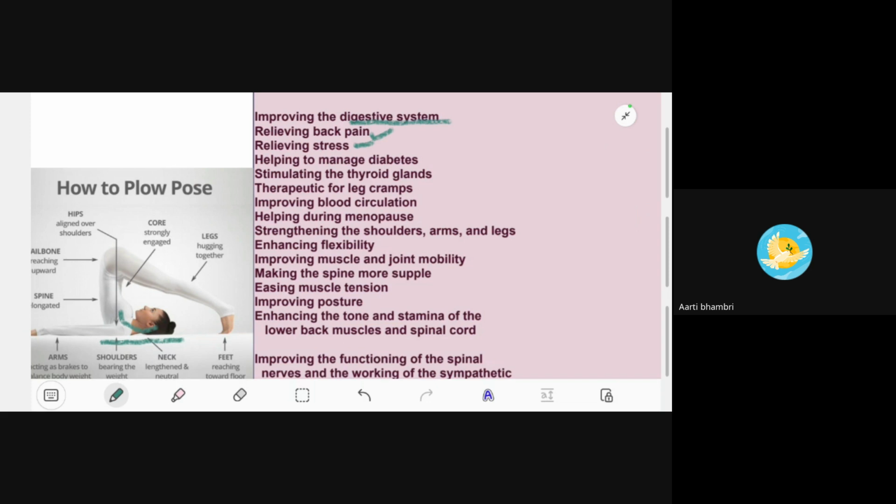Okay, helping to manage diabetes because it's an abdominal area, stimulating the thyroid glands because the whole blood is coming over here. It really helps you. And in some of the texts, it is also guided to lock your chin. I think not in this, it is in the Sarvangasana.